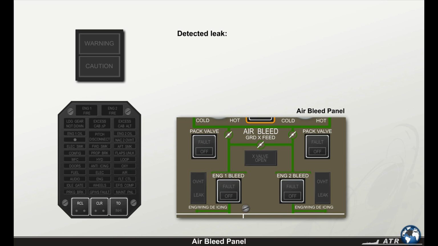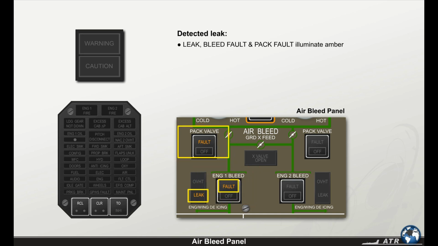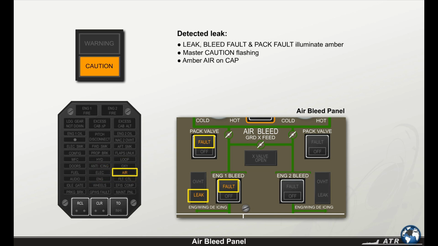In case of a detected leak, the associated leak, bleed, and pack fault lights illuminate amber, and the CCAS is activated and generates a master caution flashing light, illuminates the amber air light on the CAP, and sounds a single chime.